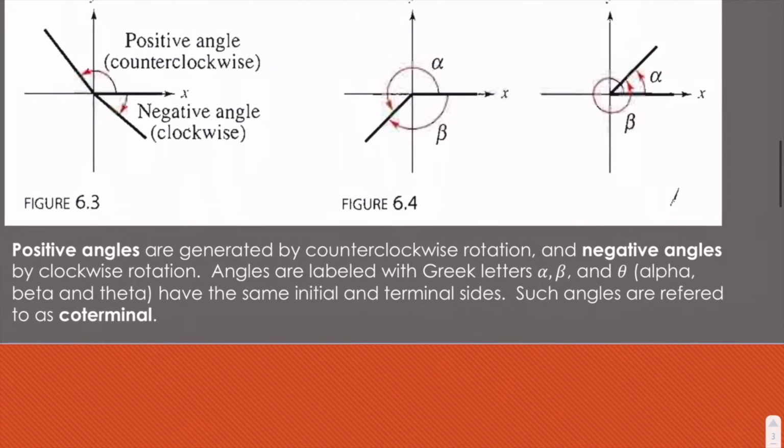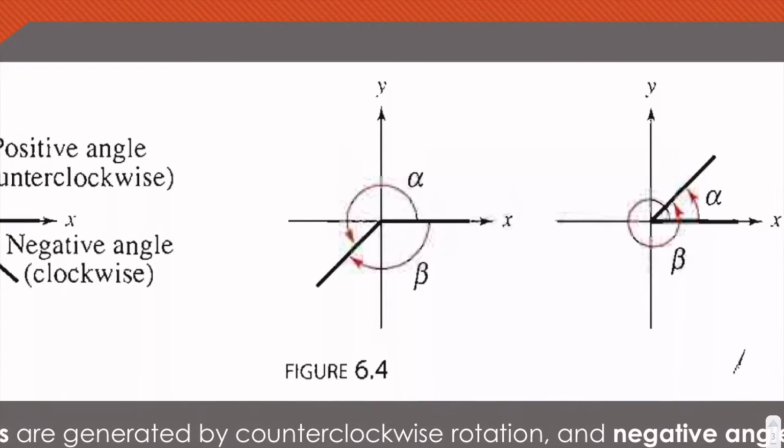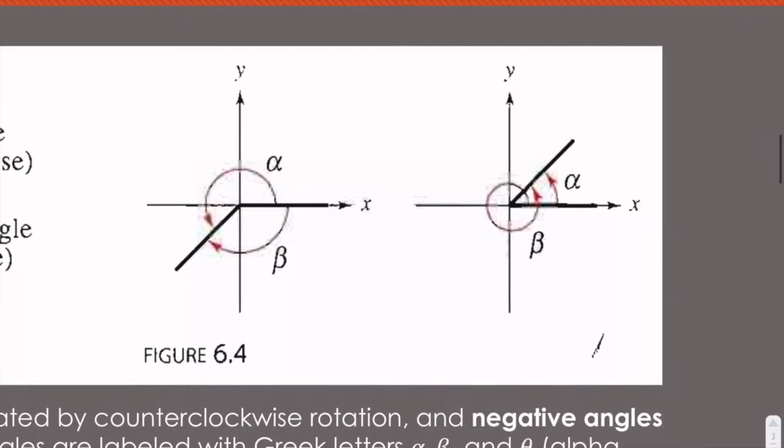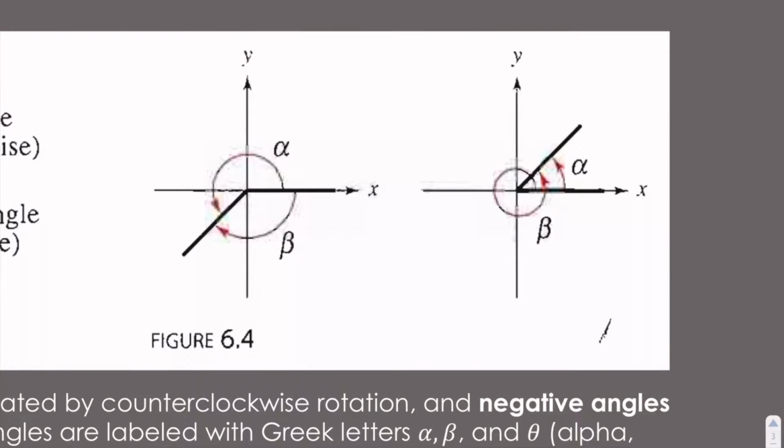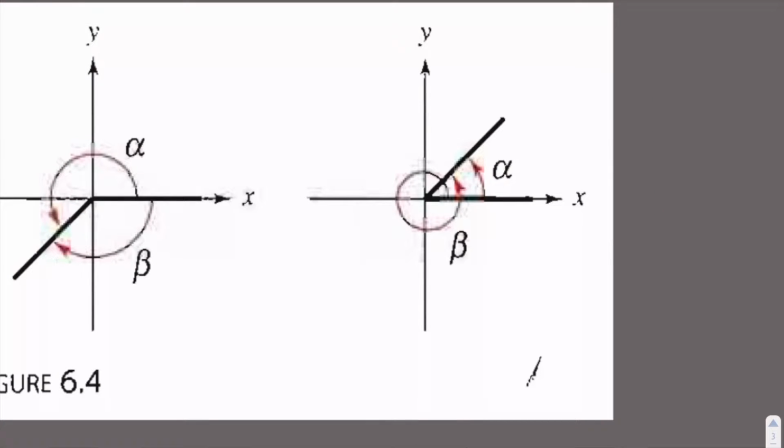Angles that are labeled with Greek letters, alpha, beta, and theta, that have the same initial and terminal sides are referred to as coterminal. If you look at the way that they're denoting these angles with arcs, we're starting once again from the positive x-axis and forming the angle alpha. But since it ends in the same place as the negative angle beta, those are two angles that are said to be coterminal.